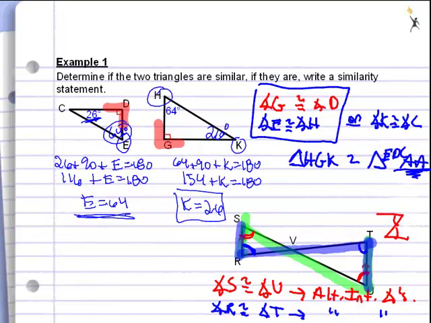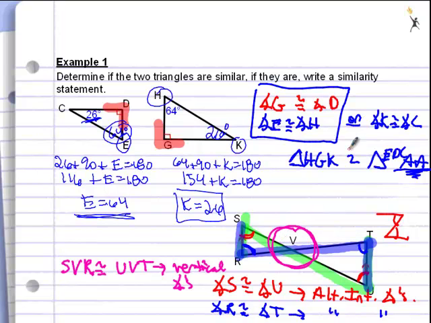Some of you are saying, well, I have a third angle that's congruent. I have angle V congruent to itself because it's a vertical angle. You could also say that SVR is congruent to UVT by vertical angles. Either way, you'll notice that before you can prove the two triangles are similar by AA, you have to first prove which two angles you're dealing with.